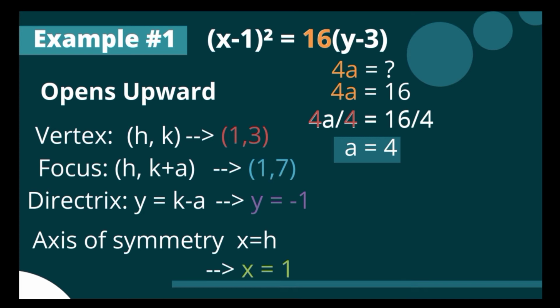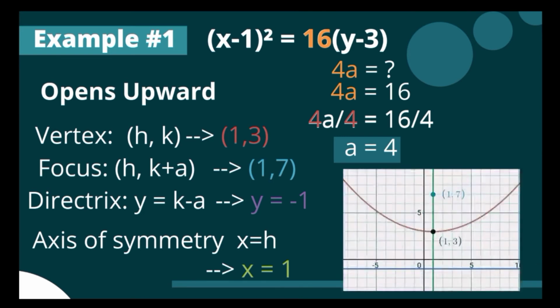So we have to graph it, and looking at this graph, we have the name of the equation and the name of each element by its property. This should be needed when identifying the different properties of the parabola.